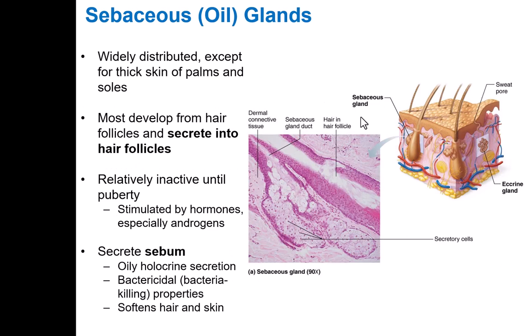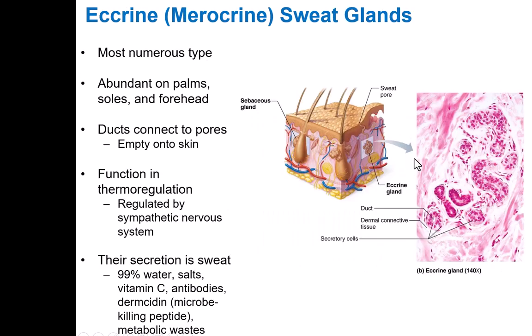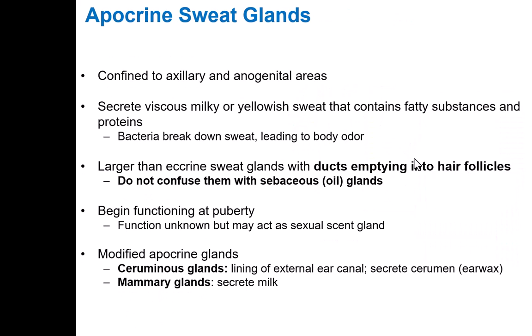Apocrine sweat glands, let me show you a picture. Let me go back. Okay, so in our textbook, they don't show you a picture of an apocrine gland, but I can show you what that looks like in a model in the lab. So an apocrine sweat gland, you'll only find those in certain areas of the body, axillary area and the anogenital areas.